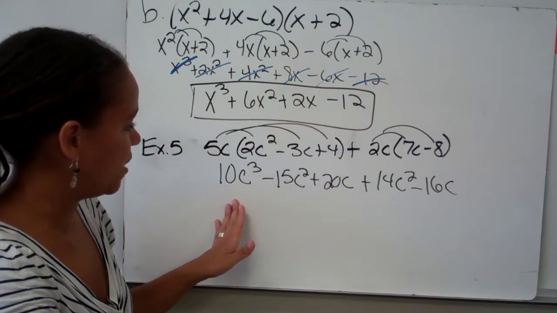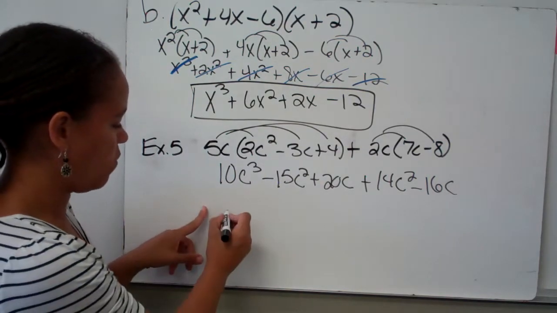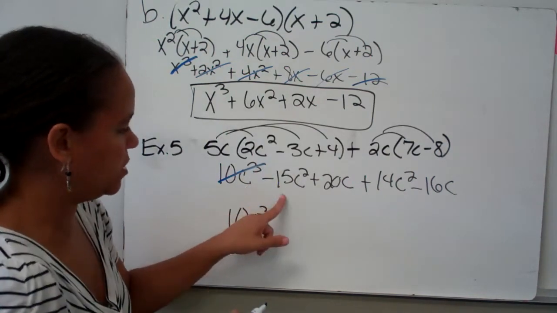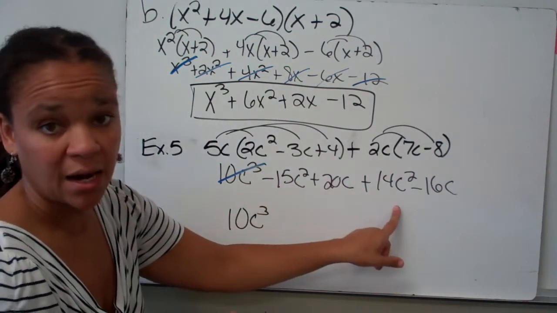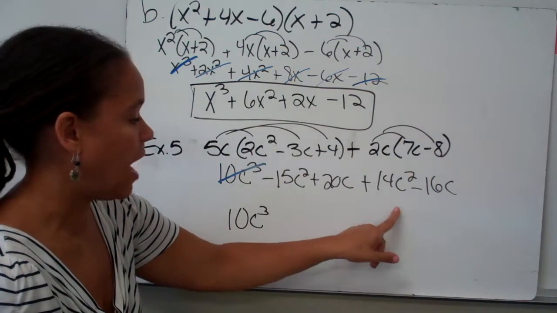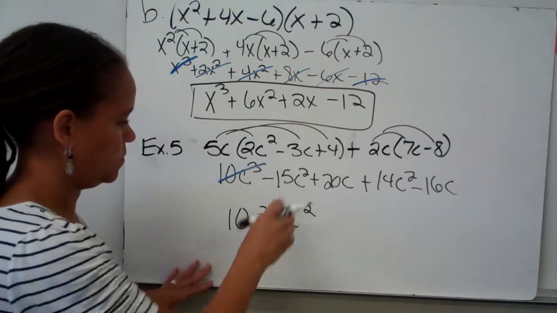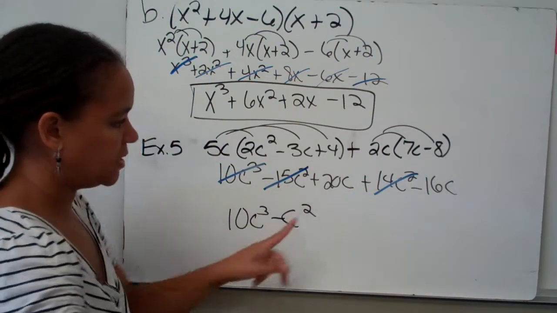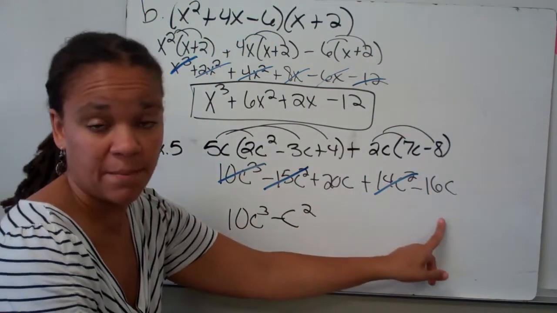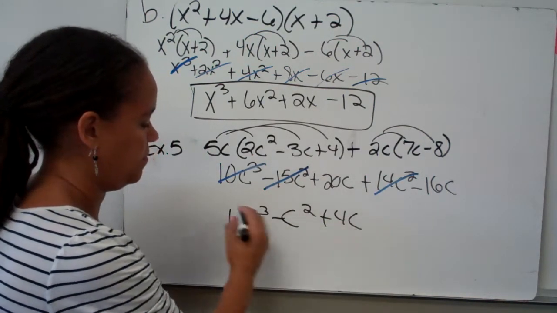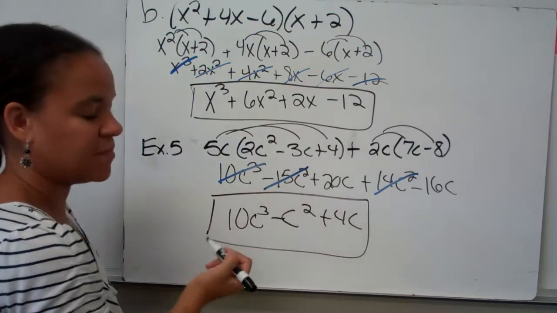So let's go ahead and combine our like terms. Cubed, we only have one. 10c cubed. That's done. Squareds, I have a negative 15 and a positive 14. So I'm going to have minus c squared. C's, I have a positive 20 and a minus 16. So I'm going to have a positive 4c. Now it's simplified.